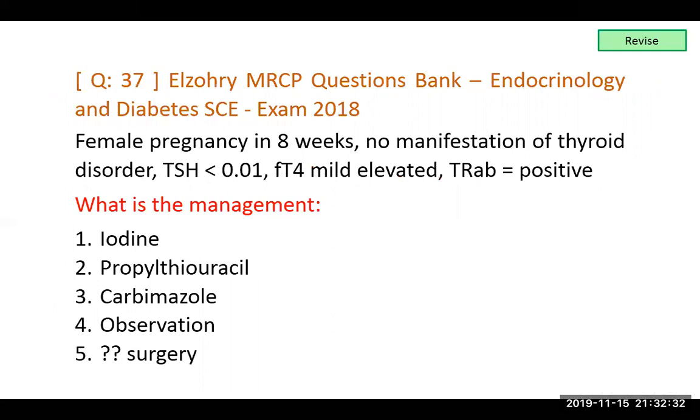And this is a question. Female, pregnant at 8 weeks, no manifestation of thyroid disorder, TSH undetectable, T4 mildly elevated, TRAb (TSH receptor antibody) is positive. What is the management? IUD, propylthiouracil, carbimazole, observation, or surgery? Propylthiouracil. Propylthiouracil, 2.